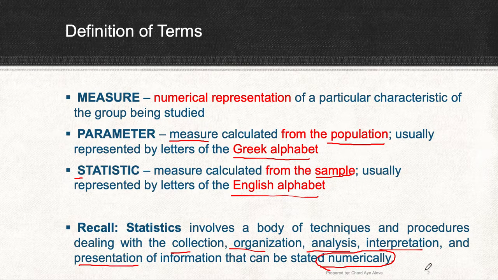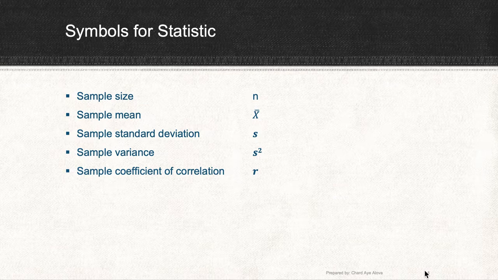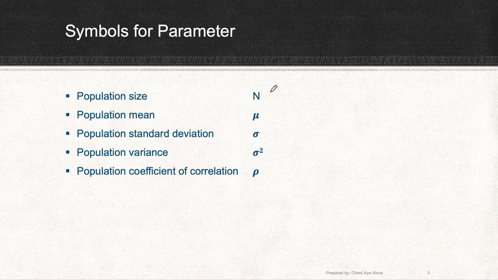I want to first introduce to you some symbols for parameters and some symbols for the statistic or statistics. For the population size, we use the big N, or the capital N. Population mean is mu, your Greek letter mu. Population standard deviation is your sigma. The variance is your sigma squared. And you have your population coefficient of correlation, which is your rho, or Spearman rho if you want the full name. Those are examples of parameters, measures taken from the population. Notice that most of them are Greek letters.